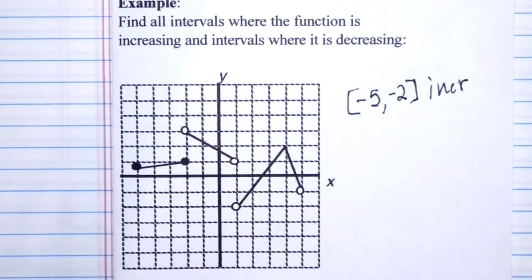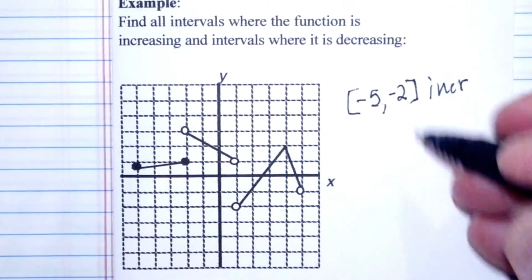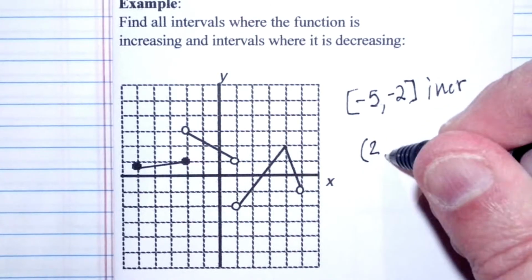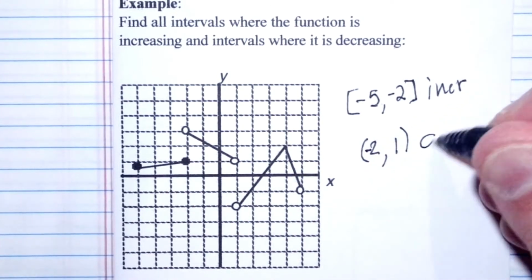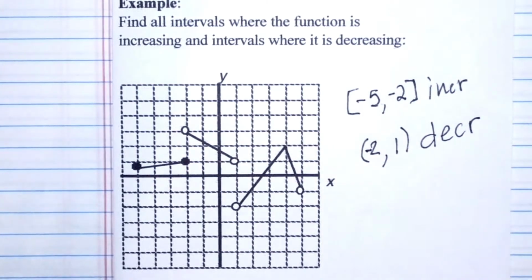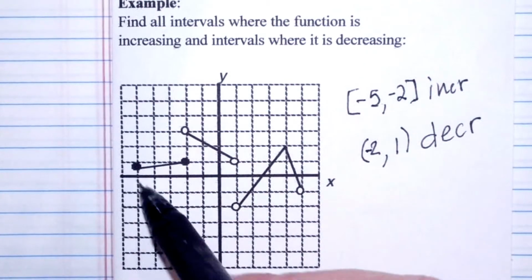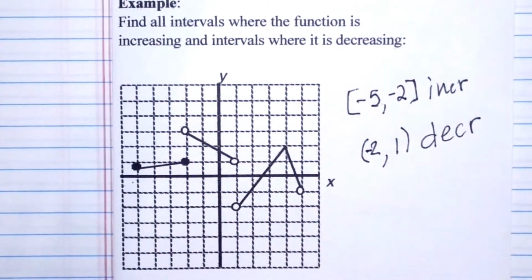And so that's what we do. We read this from left to right. And if the y-coordinates are getting bigger as we go from left to right, the function is increasing. If the y-coordinates are getting smaller, then the function is decreasing. So this next interval would be from -2 to -1, and the function is decreasing.